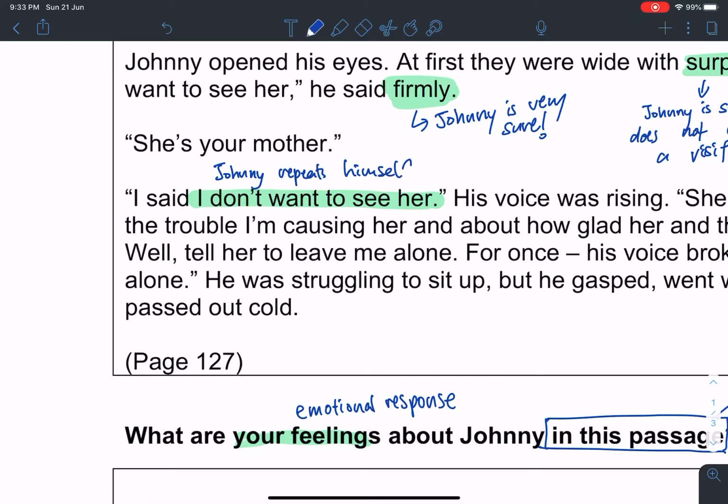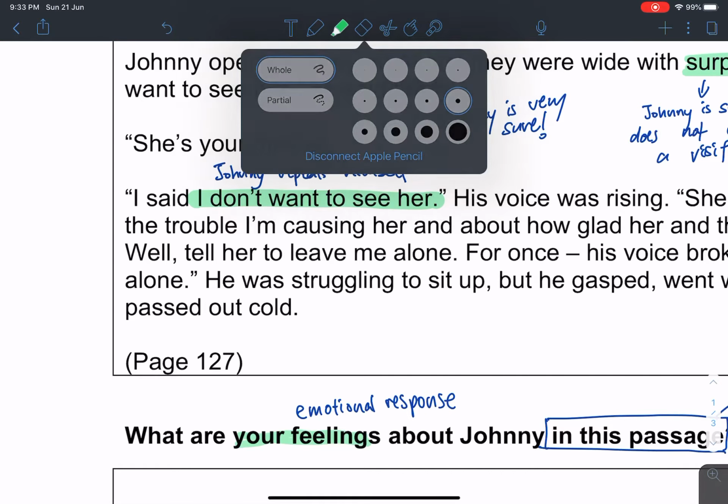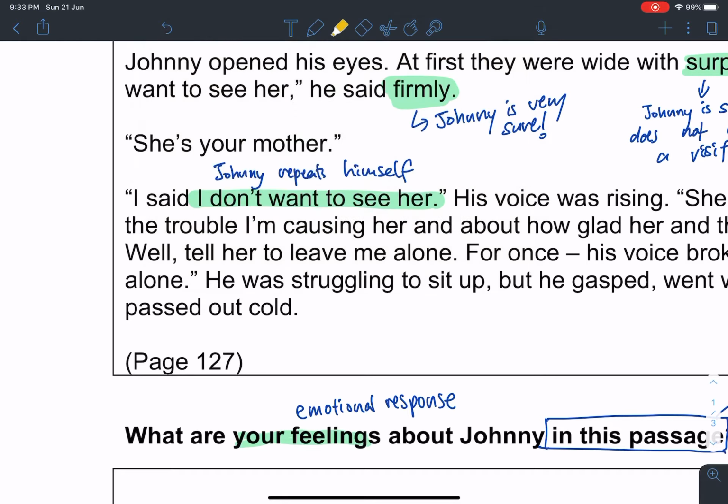And we can imagine the tone that Johnny is using, right? Let me just use a different color to... Why does he repeat himself? What does it suggest when you repeat yourself? He is insistent. He wants his way, right?